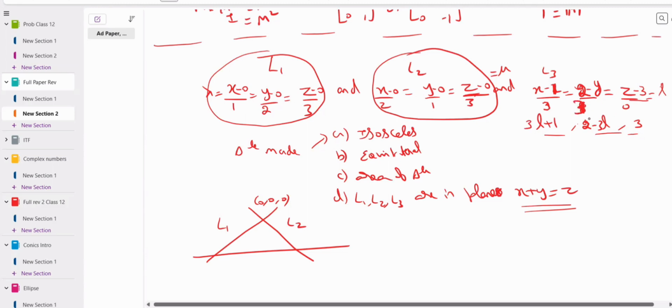Or maybe both being 3. So plus 3L minus 3L is gone. 1 plus 2 is 3. Satisfying? Yes. So the D option is satisfied.